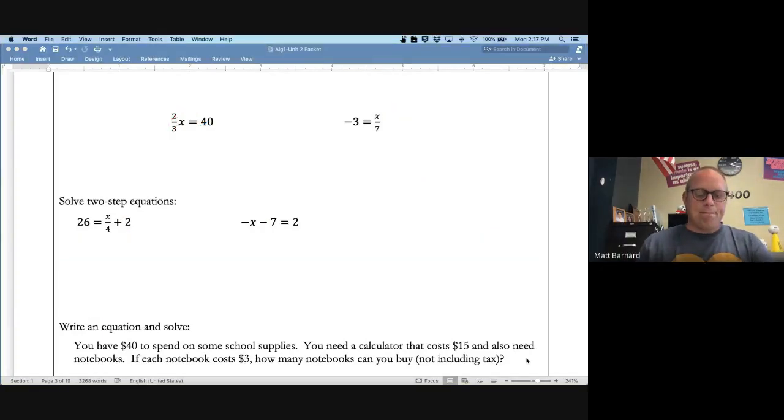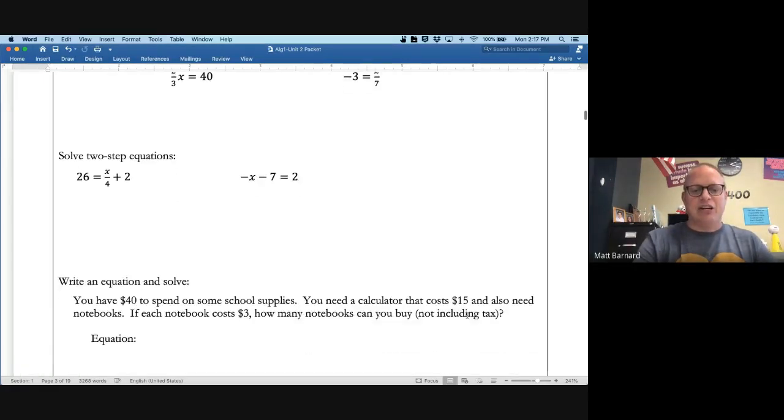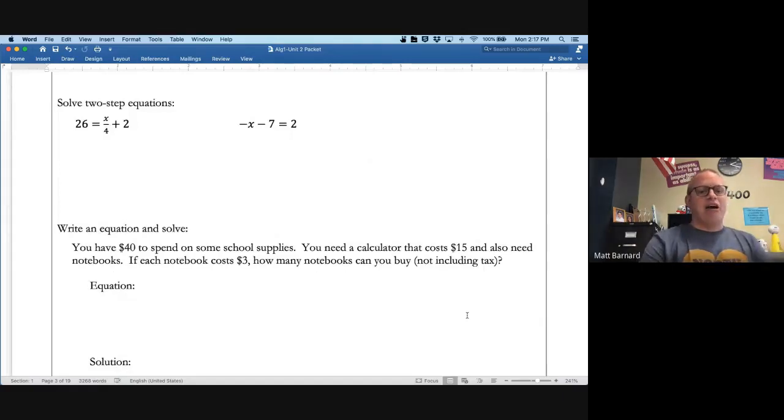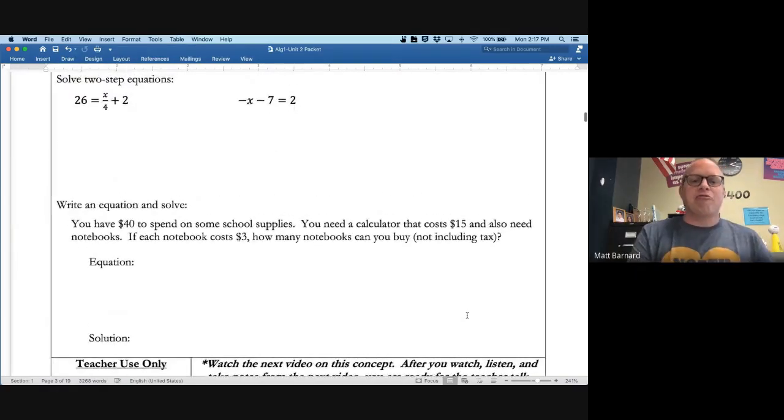So a lot of times we'll give you a lot of equations to solve, but as you move on in math, you're going to have to write the equation first and then solve. So last thing, you have $40 to spend on some school supplies. You need a calculator that costs $15 and also need notebooks. We know each notebook costs $3, and how many notebooks can you buy, not including tax?